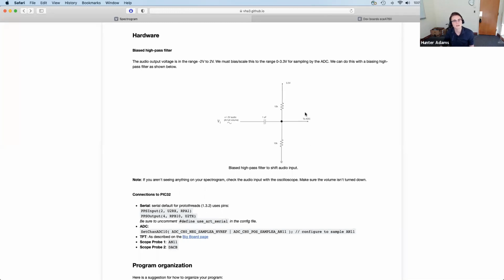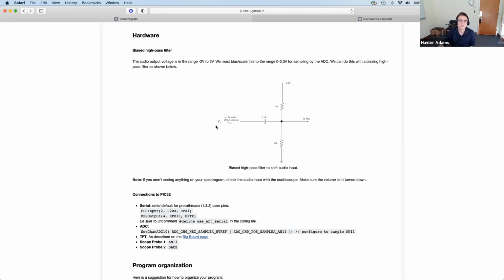This is a biased high-pass filter because it's essentially a combination of two things, one being a passive high-pass filter and the other being a voltage divider. If you look at this aspect of the circuit here, this is a very simple voltage divider where each resistor here is 10K, which means assuming a DC current here that's getting blocked by this capacitor, or assuming that this part of the circuit doesn't even exist, then the voltage that we would have right here is 3.3 over 2, or 1.65 volts. So we've biased the voltage at this point up by 1.65 volts.